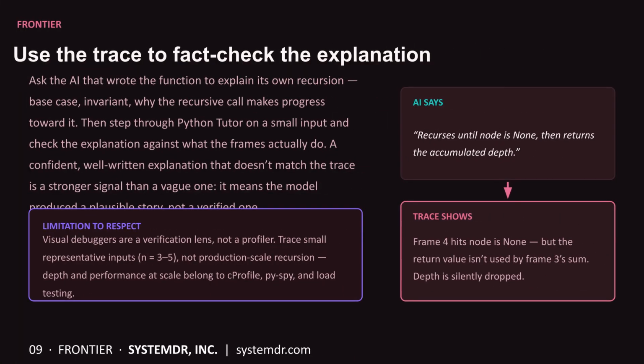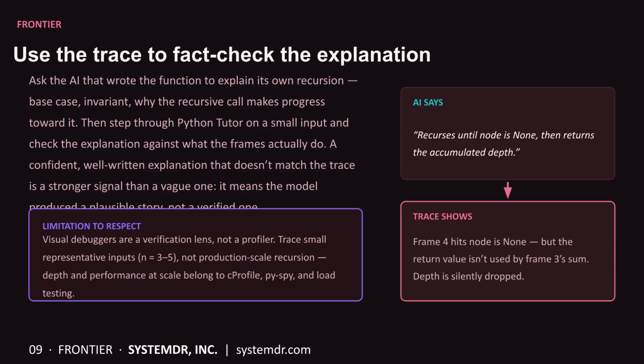Here's a more advanced move for anyone who already has the basic paste and step workflow down. Ask the AI assistant that wrote the function to explain its own recursion. What's the base case? What's the invariant? Why does each recursive call make measurable progress toward that base case? Then step through Python Tutor on a small input and check that explanation against what the frames actually show.